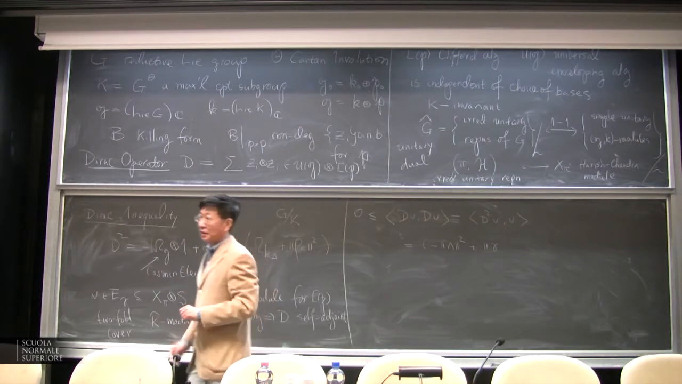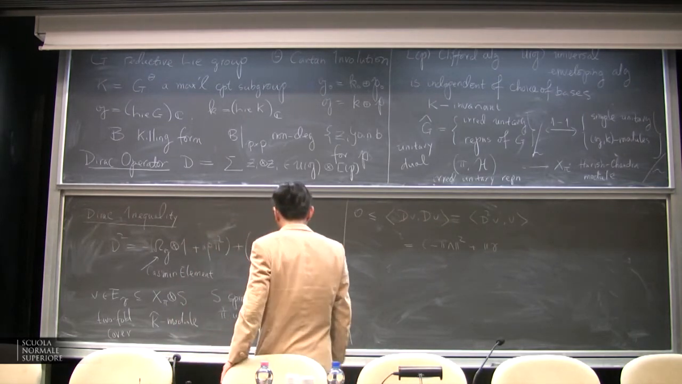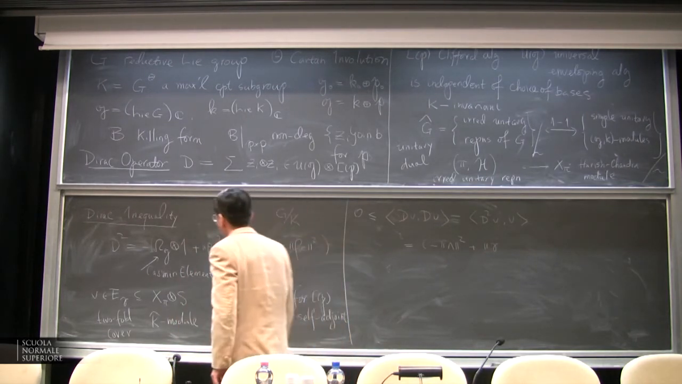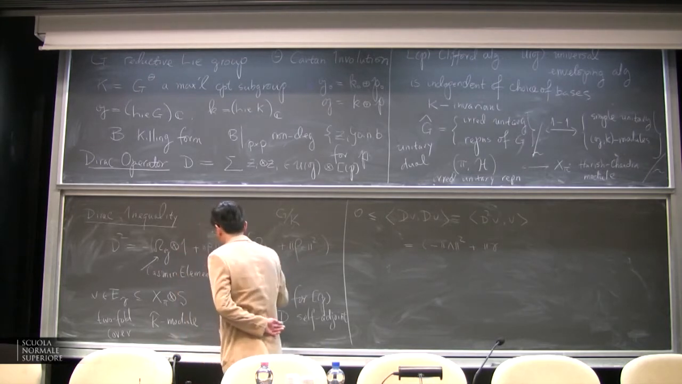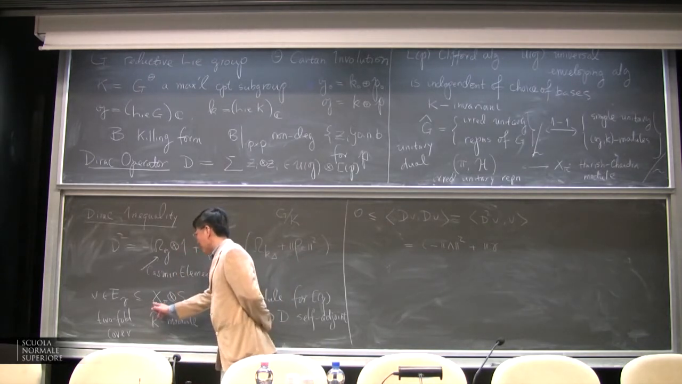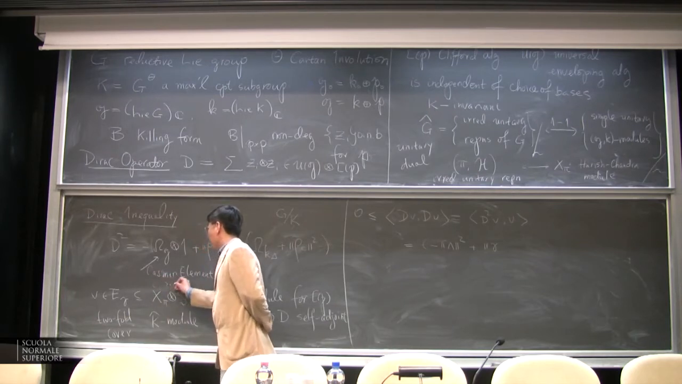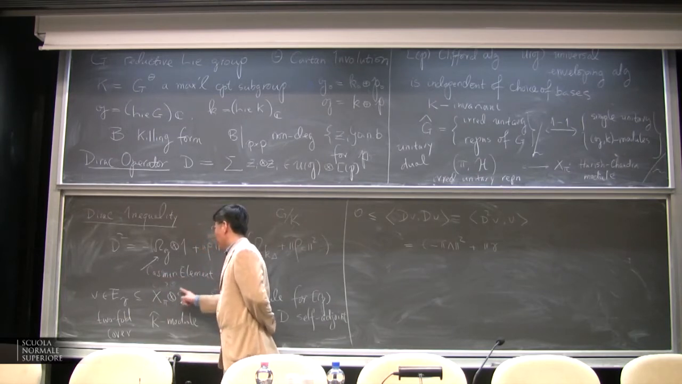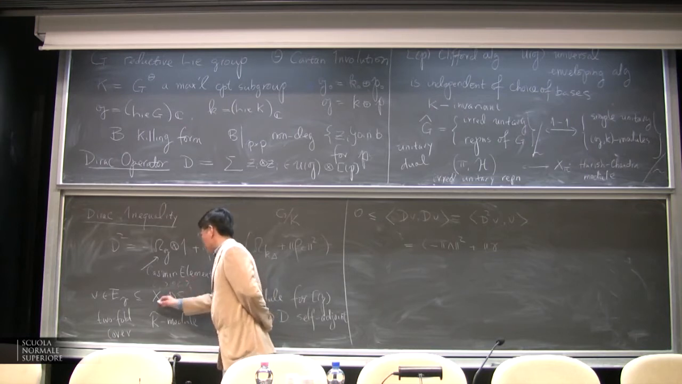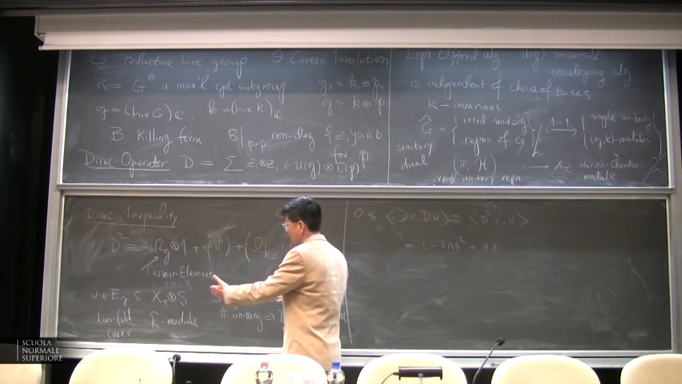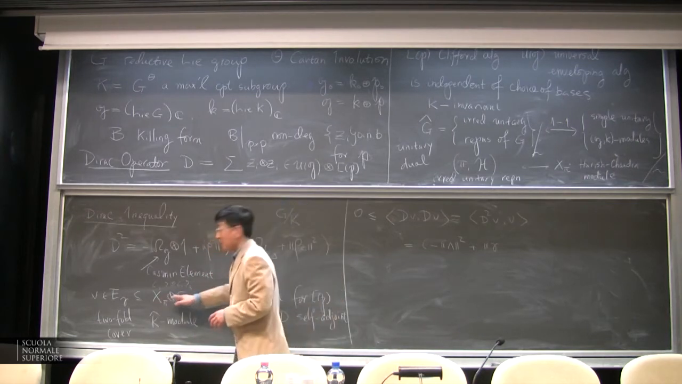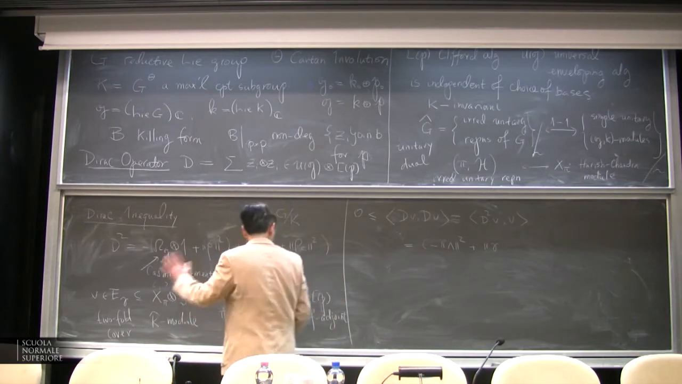I want to write down a relation. But you wrote a sentence that pi is unitary implies that D is self-adjoint. That's right, yeah. Because there was a Hermitian form on this, there will also be a Hermitian form on the spinor, so on the S. So this gives us a Hermitian form on this tensor product. A very good question.